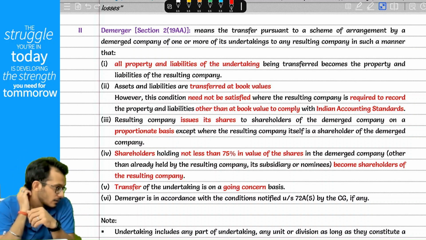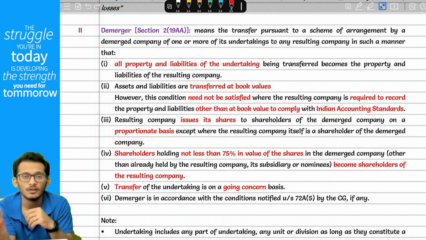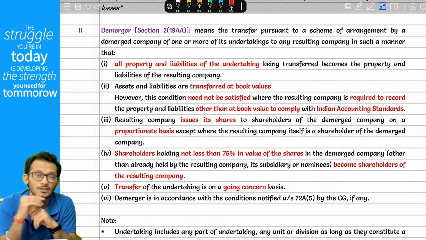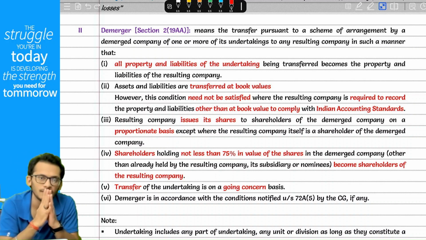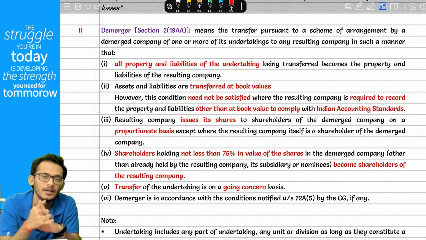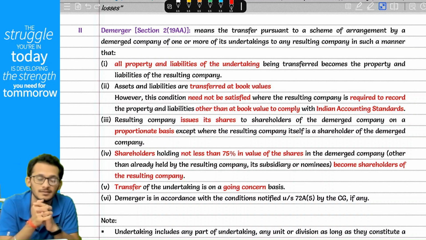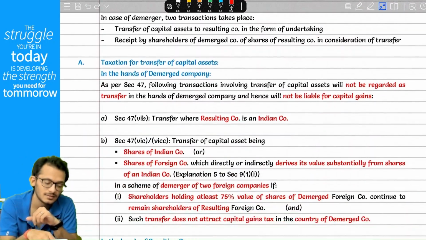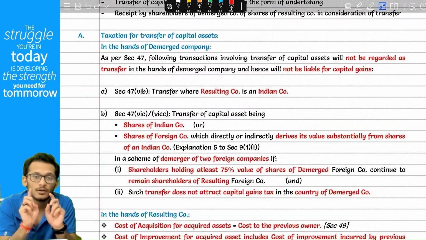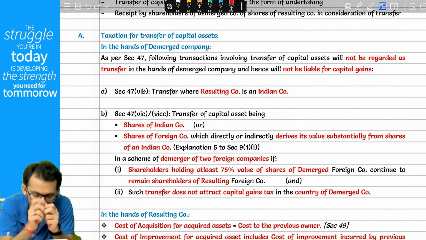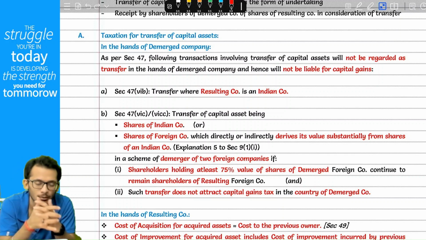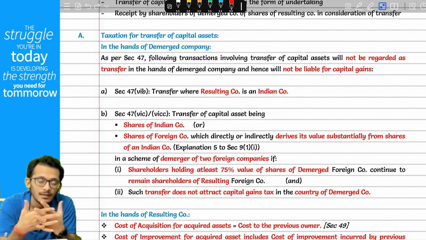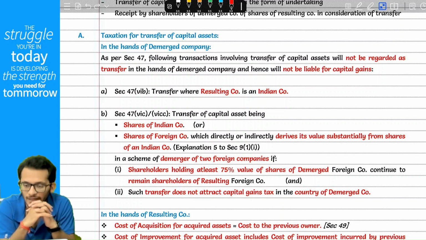Which means the cost of acquisition will be the cost to the previous owner to the extent of the assets transferred. Period of holding will also include the period of holding of the previous owner. However, if the shareholders are receiving the shares of the resulting company, this is kind of received free of cost.